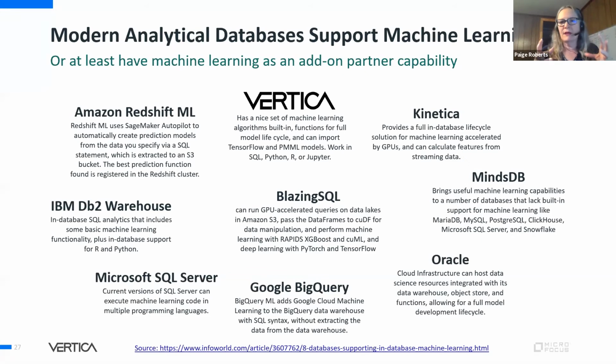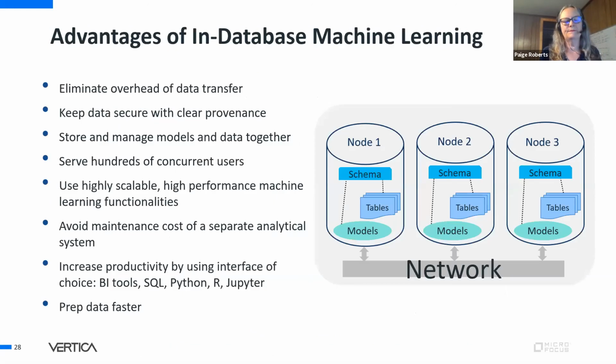Now, Vertica comes with it built in. Some of your other ones come with it built in. You have things like MindsDB, which has the capability and will add on to other databases that don't have as much machine learning capability out of the box. Things like SQL Server and Snowflake and Maria and stuff like that.